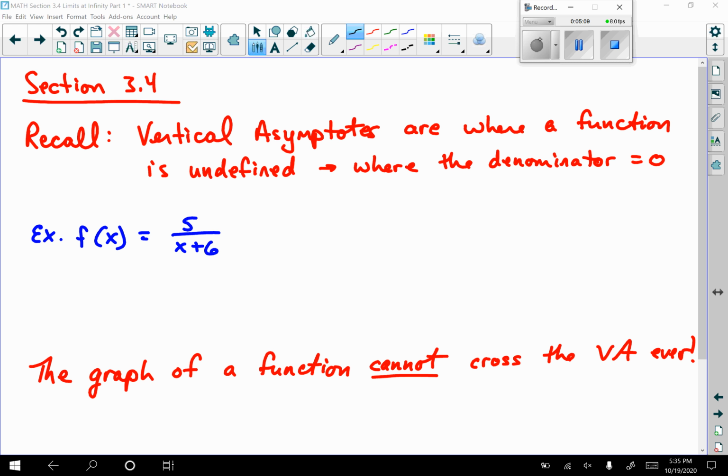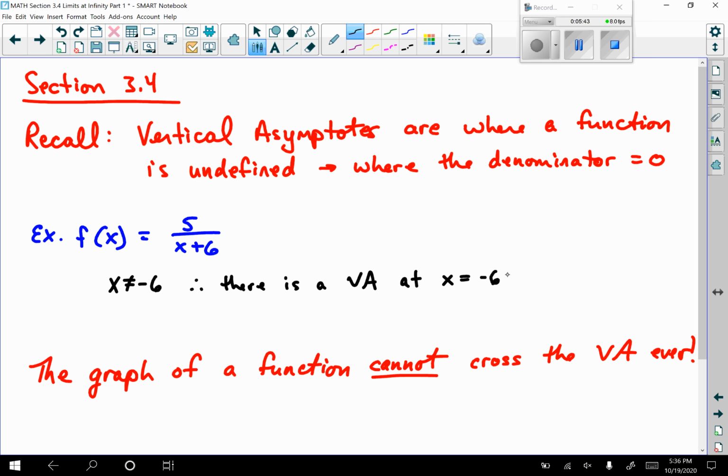Vertical asymptotes are where a function is undefined, and we get those values by setting the denominator equal to 0. So in this example here, if I have f of x is equal to 5 over x plus 6, because of the domain, I know x cannot be negative 6. Therefore, there is, I'm going to abbreviate vertical asymptote VA at x equals negative 6. So my graph cannot cross a vertical asymptote. The graph of a function can never ever cross a vertical asymptote.